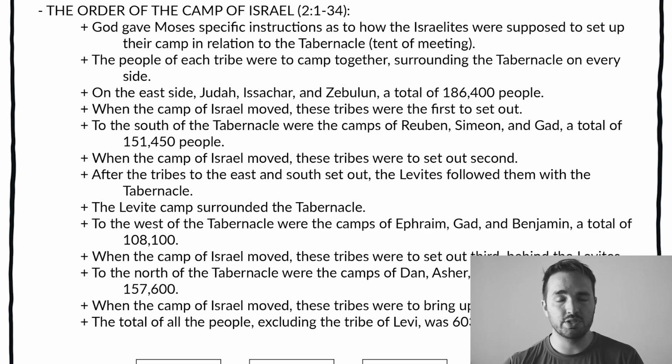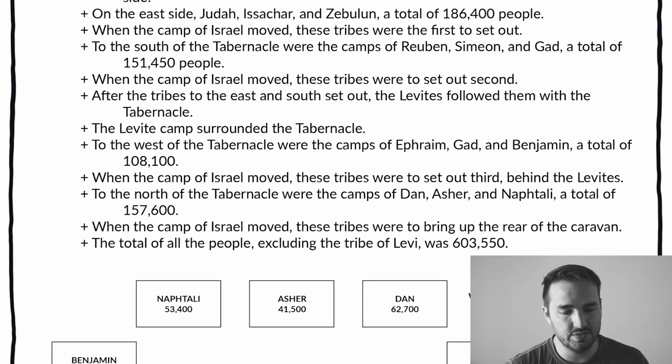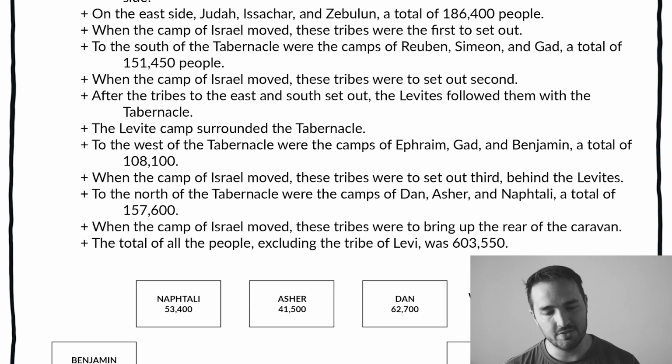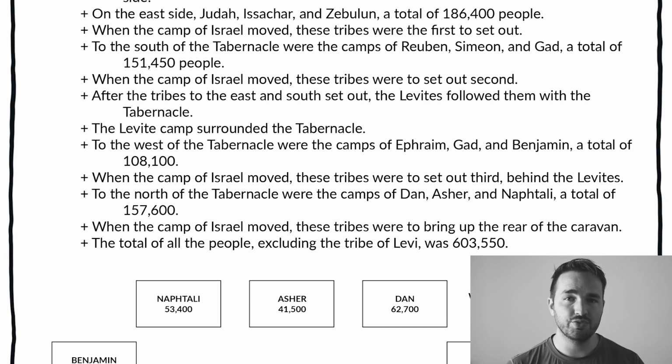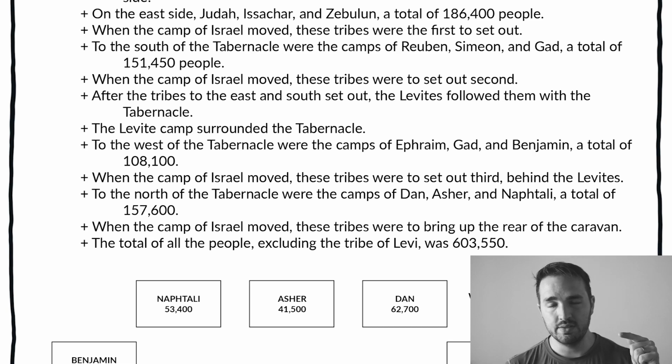So then the first two sides, or the first 6 tribes would depart. The Levites would follow them with the tabernacle. Then they would be followed up by the camps on the west side of the tabernacle. And those were Ephraim, Gad, and Benjamin. So then finally, our last group of people here, the individuals on the north side of the tabernacle, Dan, Asher, and Naphtali. When the camp of Israel moved, they were to bring up the rear, and they were at the tail end of the procession. We're told again, as we were in the last chapter, that the total number of all of the Israelites was 603,550, excluding the tribe of Levi.